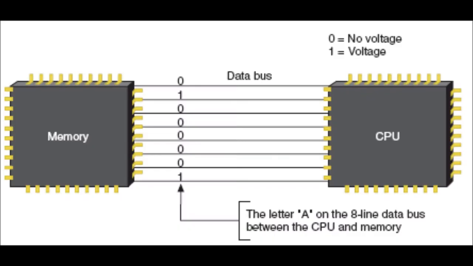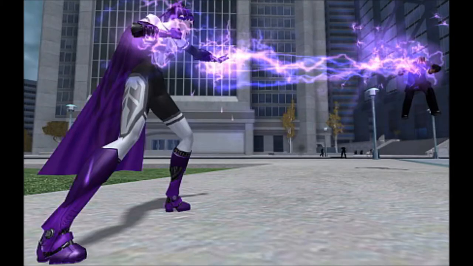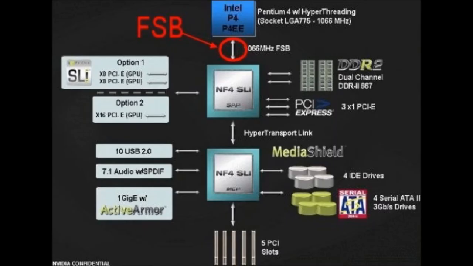Now when the first component places voltage on several lines of the bus, and the other component immediately reads the voltage on these lines, please remember that everything that is happening here is happening at the speed of electricity. So the CPU or other devices will interpret the voltage, or the lack of voltage, on each line in the bus as binary digits, either zeros or ones.